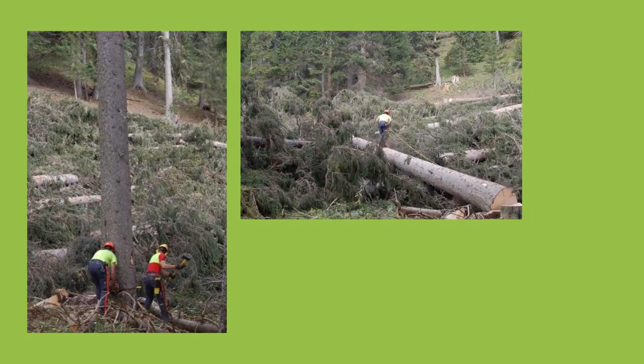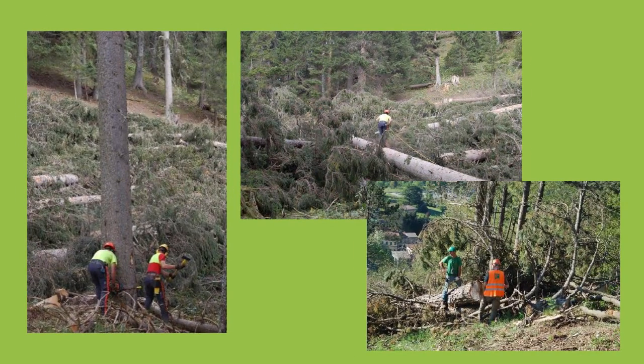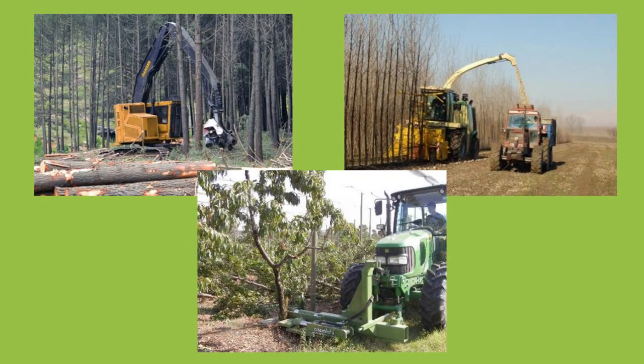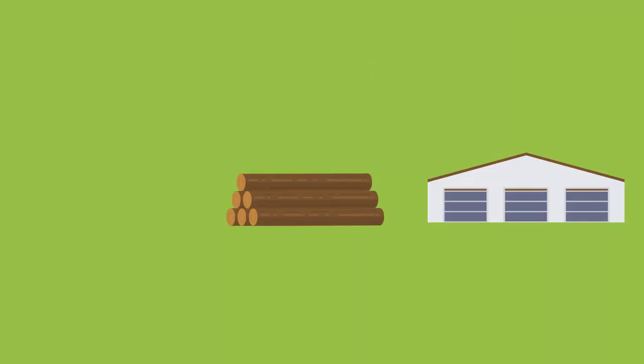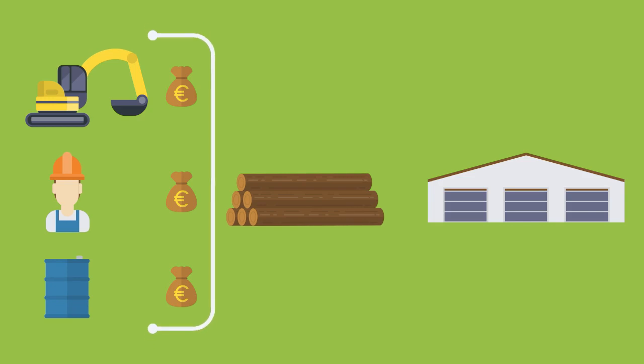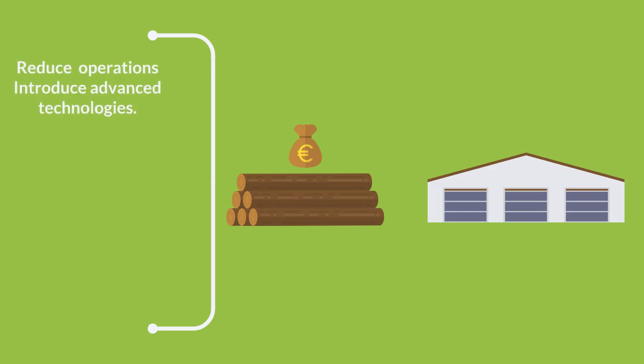Operations can be energy and labor intensive. The use of machinery reduces costs. However, it cannot be enough. Careful development of a system to minimize machinery use, human effort, and energy inputs can have a considerable impact on the cost of the biomass as delivered to the processing plant gate. Key components to reduce costs can be summarized as: reduce the number of harvesting operations and introduce advanced technologies.